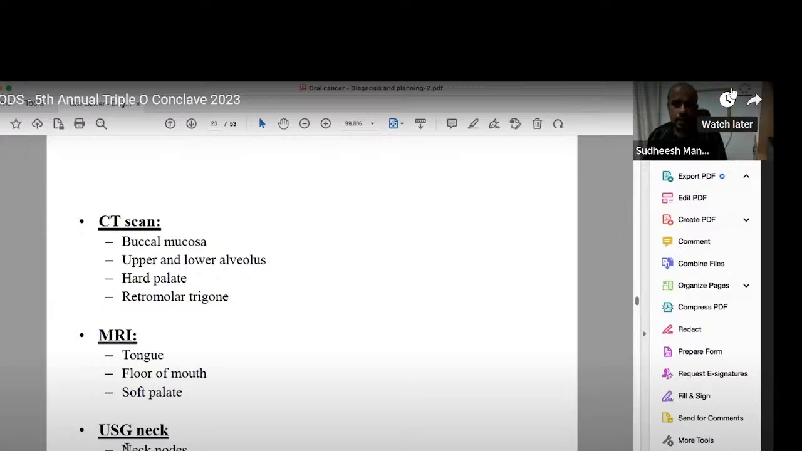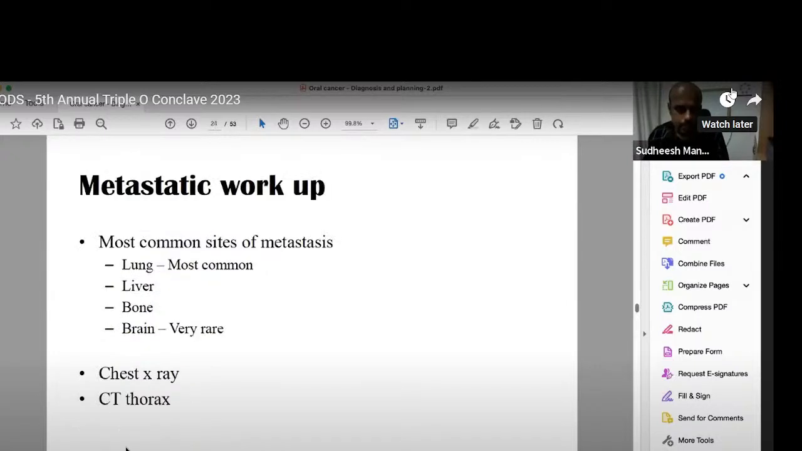But if you are going for a CT scan upfront, say you have a lesion of the lower alveolus and you are suggesting a CT scan, you take a CT scan of the neck also. In such cases, the neck is already covered in the CT scan, so you don't have to go for an ultrasound scan. Next is the metastatic workup.